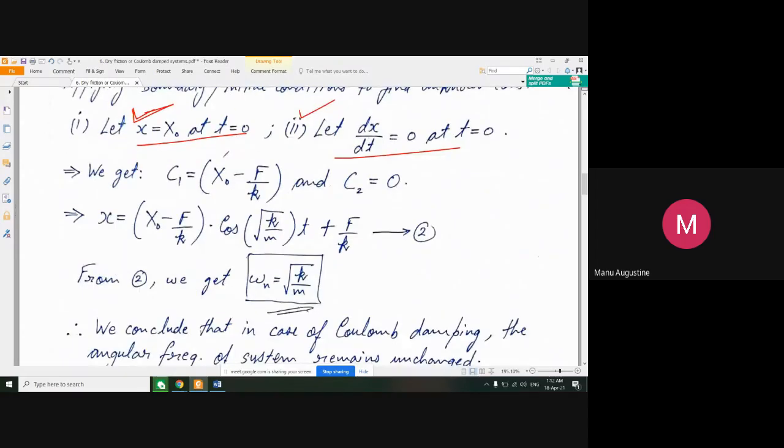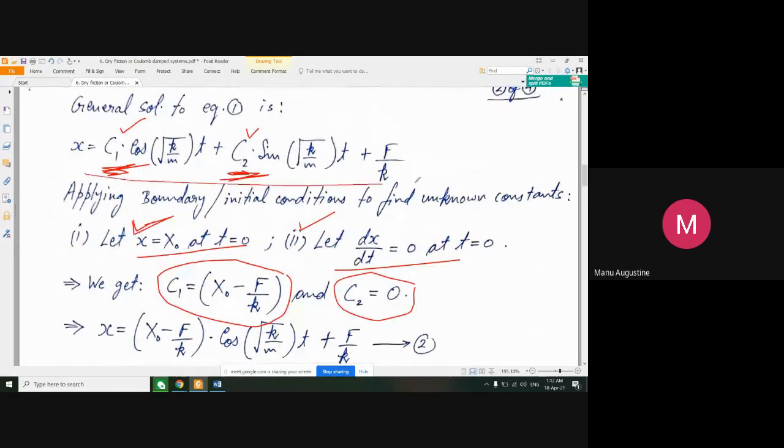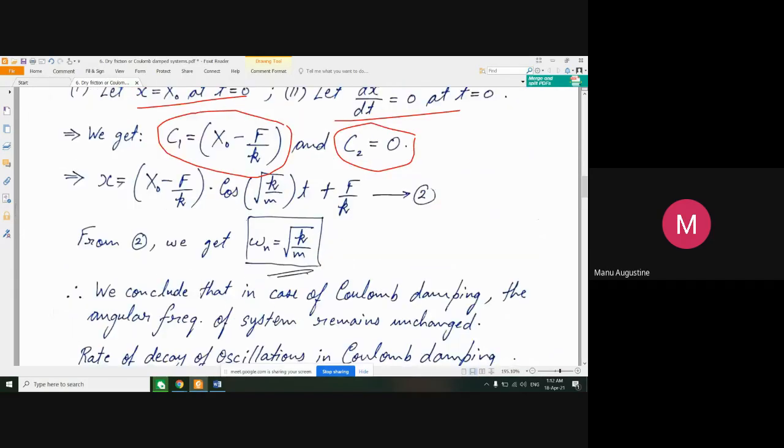So making use of these two initial conditions, you should arrive at the value of C1 as x naught minus f upon k, and C2 should be equal to 0. Now, since you know the values of C1 and C2 after application of initial conditions, you substitute these values into the general solution here. When you put it over here, C2 is 0, so this entire term becomes 0. So your final solution should be x is equal to this. So equation number 2 is giving you the complete solution of your differential equation.